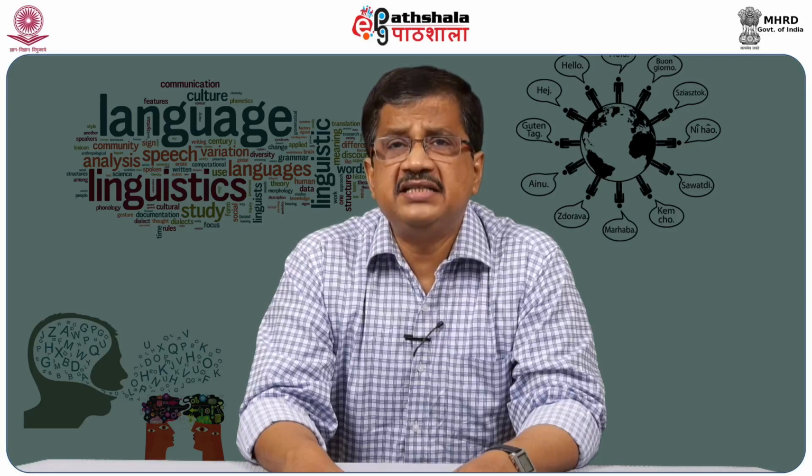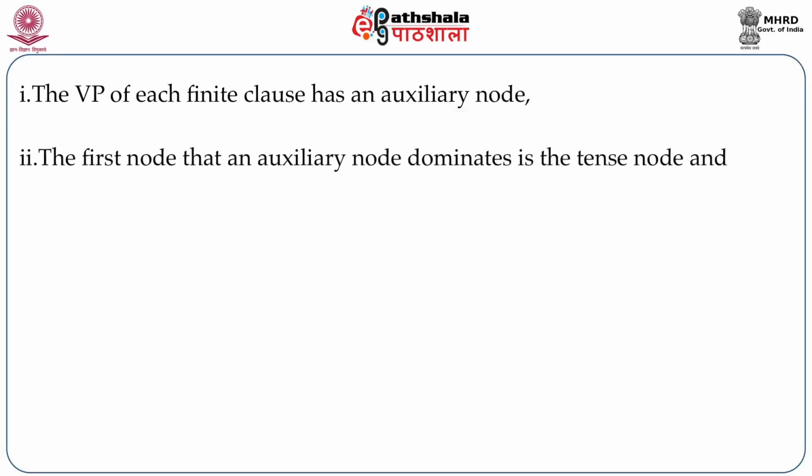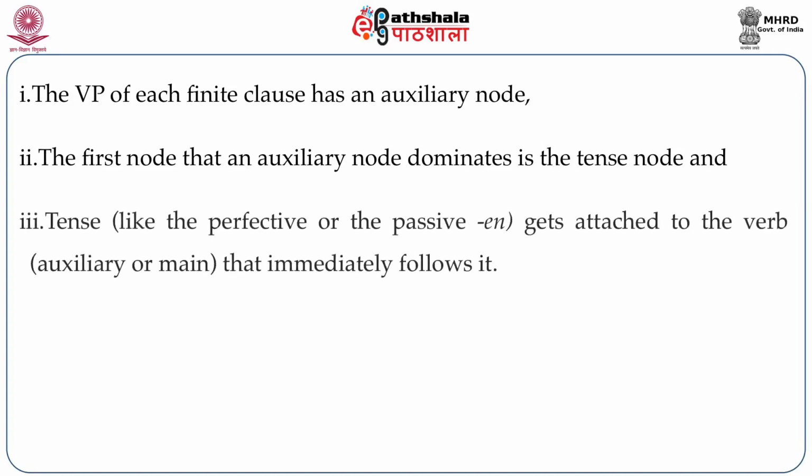So what we can say is the VP of each finite clause has an auxiliary node, and the first node that an auxiliary node dominates is the tense node. And tense, like the perfective or the passive suffix en, it gets attached to the verb, whether it's auxiliary or the main verb that immediately follows it.